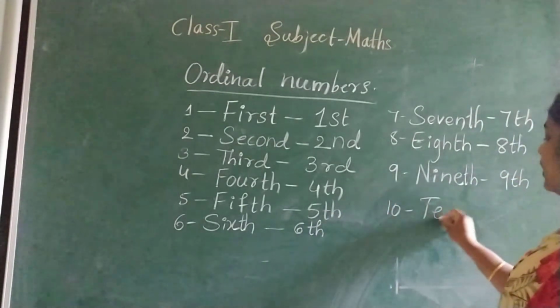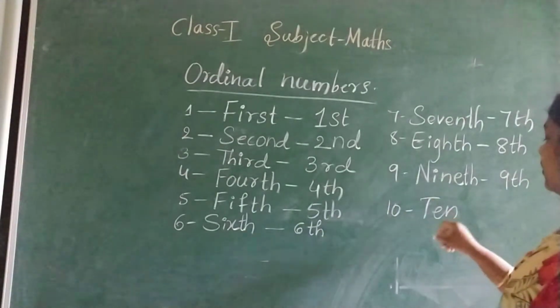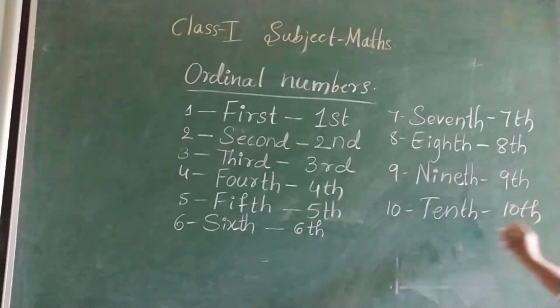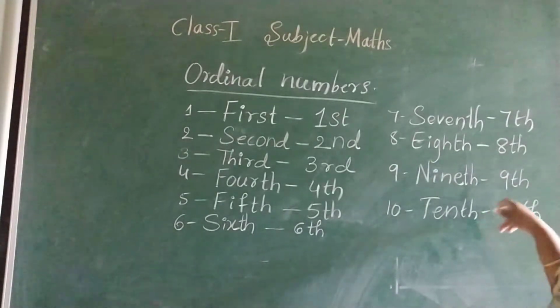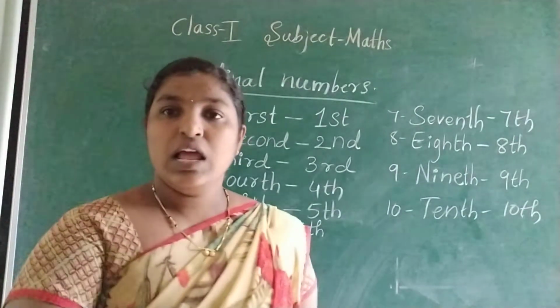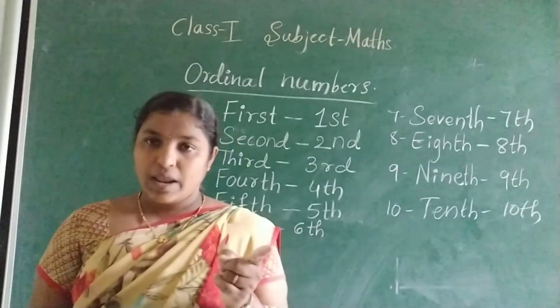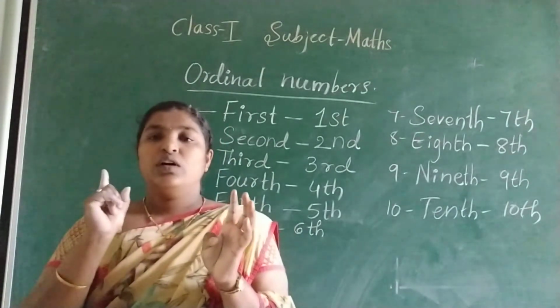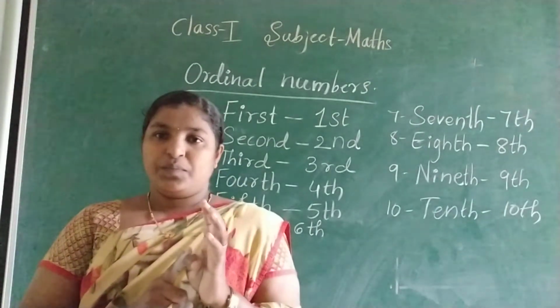10th. T-E-N, T-H, 10th. These are all the ordinal numbers. Again and again I am telling you, learn tables 2 to 20 by heart.